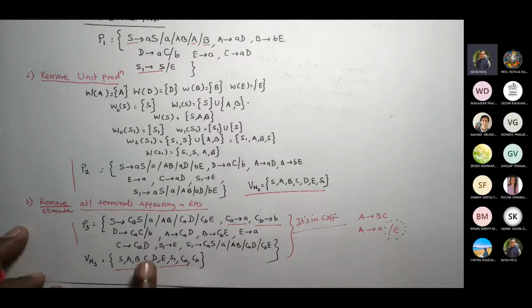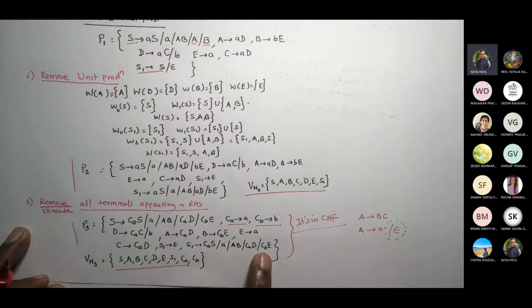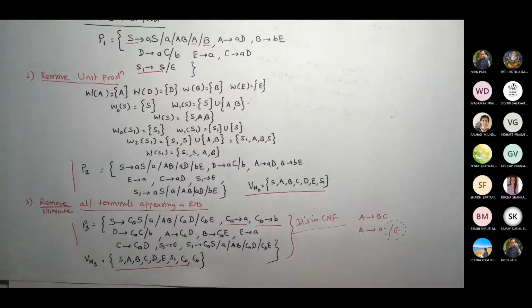So if you see, I can see that every production 1, 2, 3, 4, 5, 6, 7, 8, 9, 10, 11, 12. All these 12 productions are having two variables at right hand side. That's why this is your final solution. So this is in CNF. Is that okay?